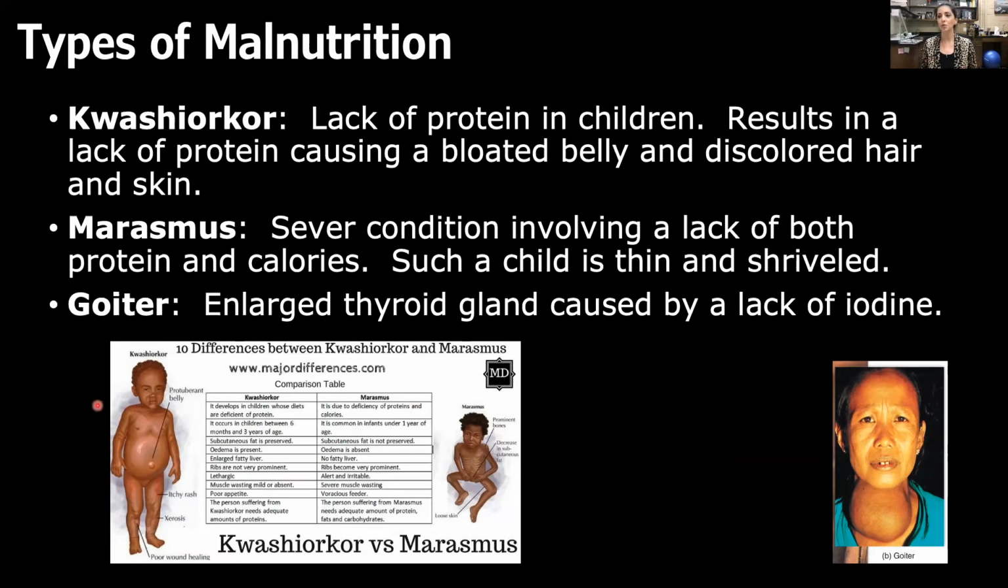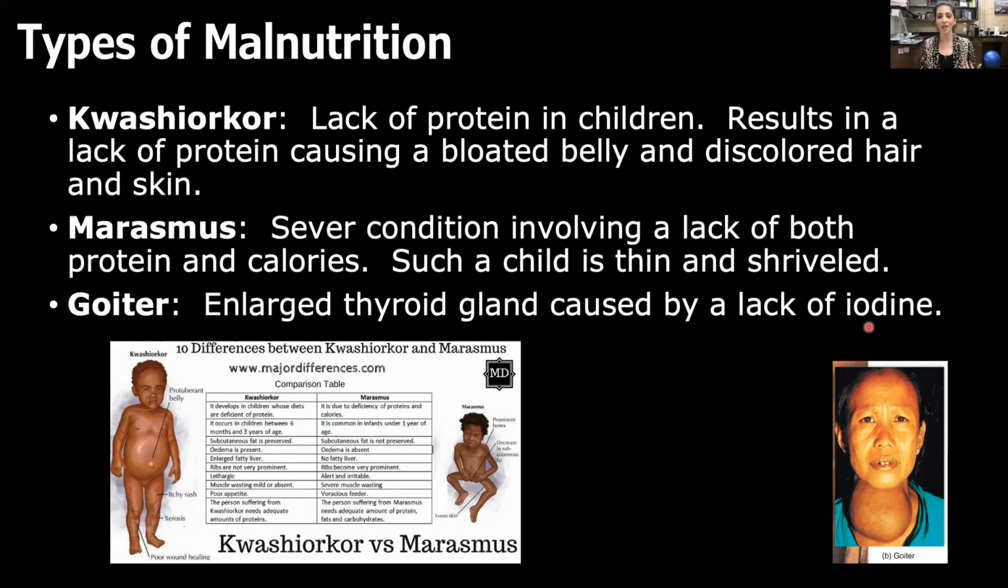Another type of malnutrition is marasmus. This is a severe condition involving a lack of both protein and calories. And so a child that is suffering from this type of malnutrition is going to look thin and shriveled like this. An additional type of malnutrition that you might not be aware of is called goiter. This is when the thyroid gland is enlarged and it actually causes, of course, trouble with eating and functioning normally with the thyroid gland. This is caused by a specific lack of iodine.